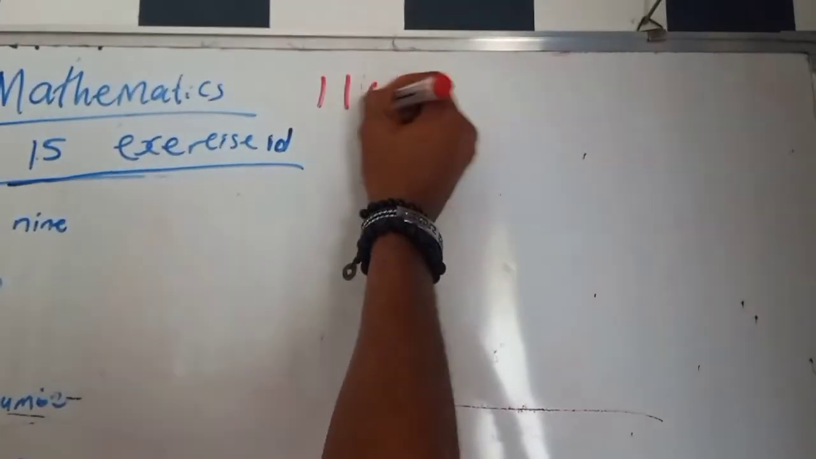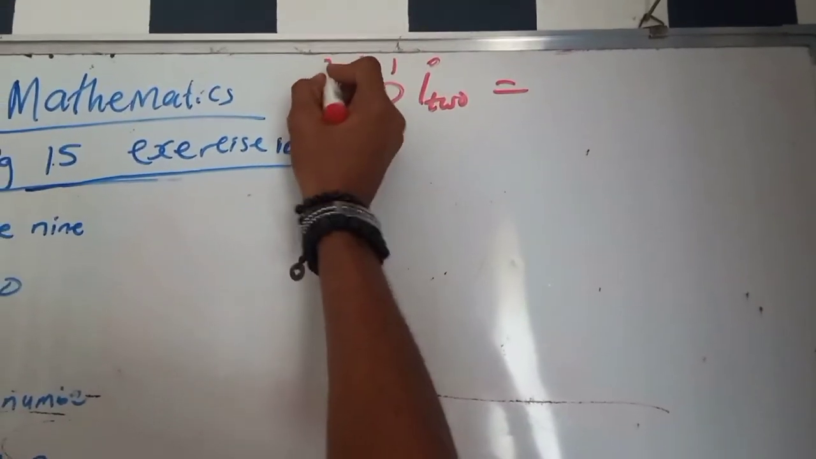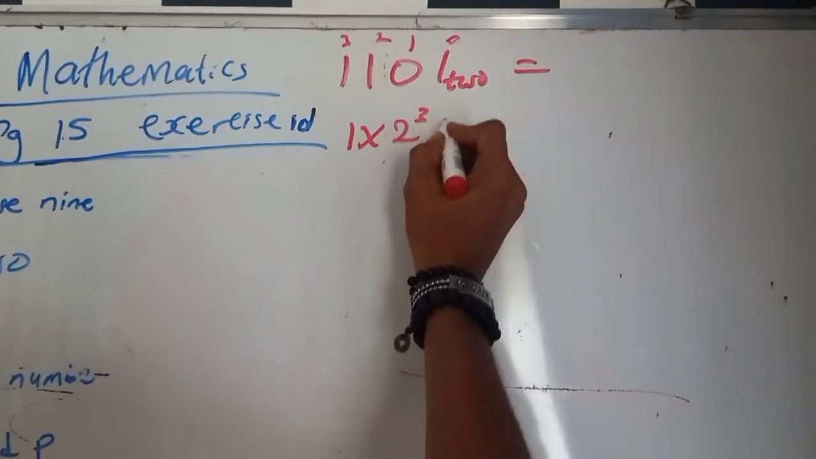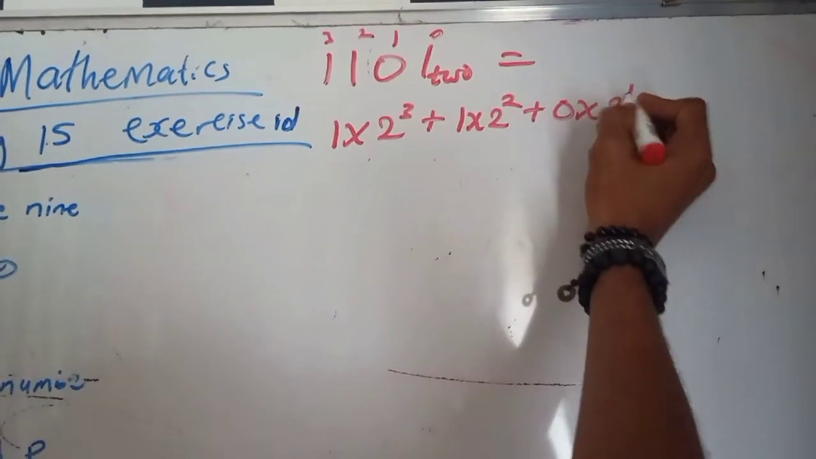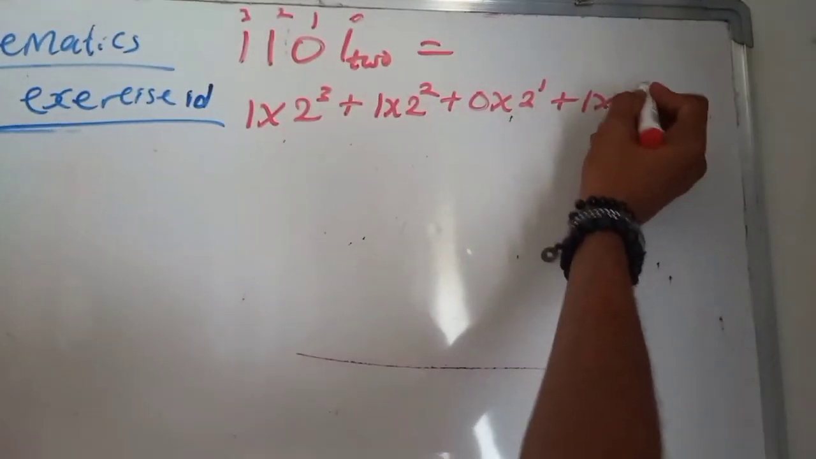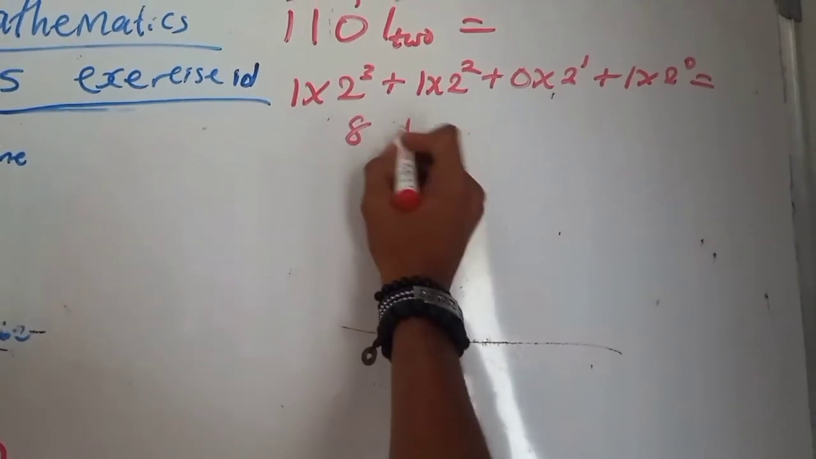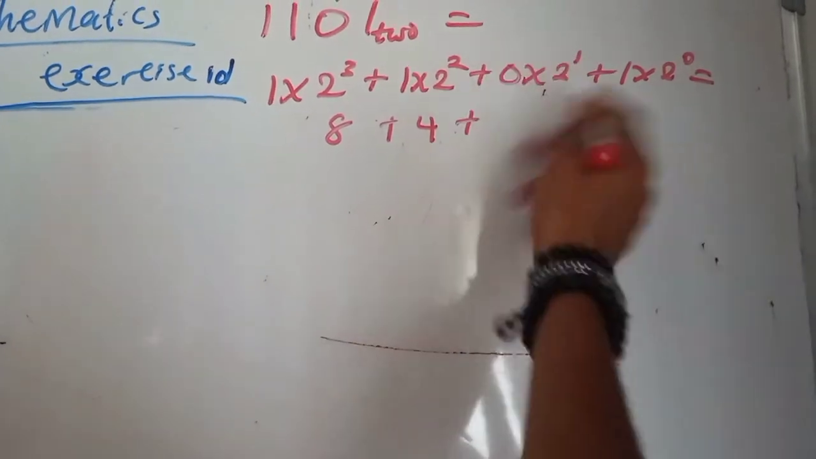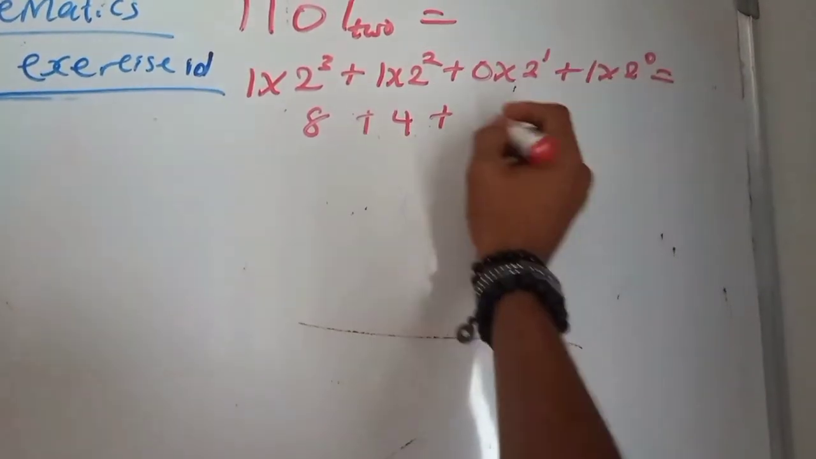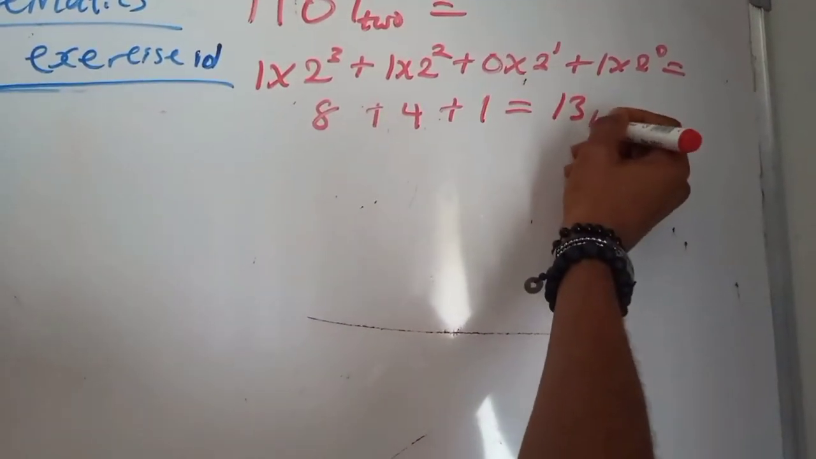We can say that 1101 base 2 equals, naming the positions 0, 1, 2, 3: 1 times 2 to the power 3 plus 1 times 2 to the power 2 plus 0 times 2 to the power 1 plus 1 times 2 to the power 0. 2 times 2 times 2 is 8, so 8 times 1 is 8. 2 to the power 2 is 4, and 4 times 1 is 4. 2 to the power 1 is 2, and 2 times 0 is 0, nothing. 2 to the power 0 is 1, and 1 times 1 is 1. So 8 plus 4 is 12, plus 1 is 13, base 10.